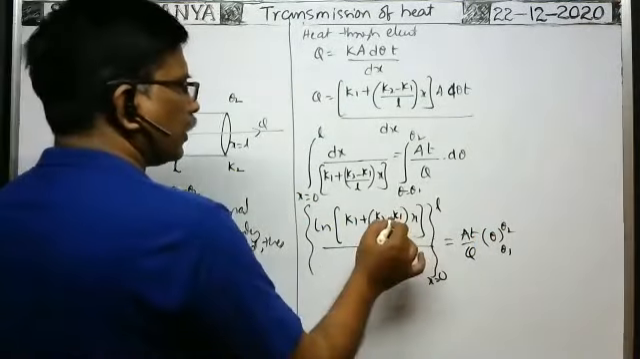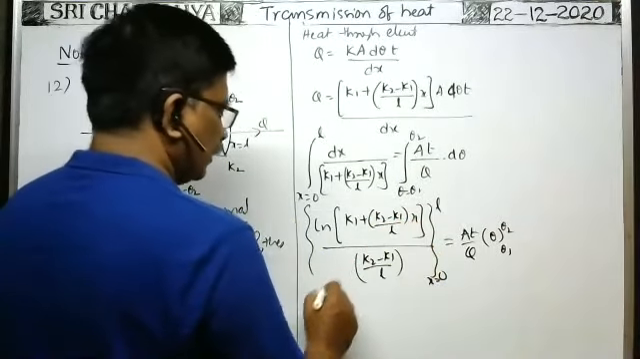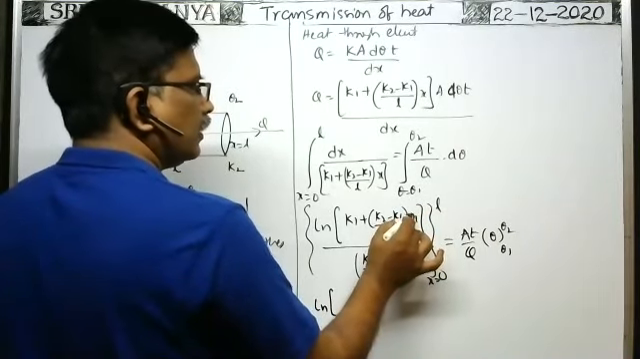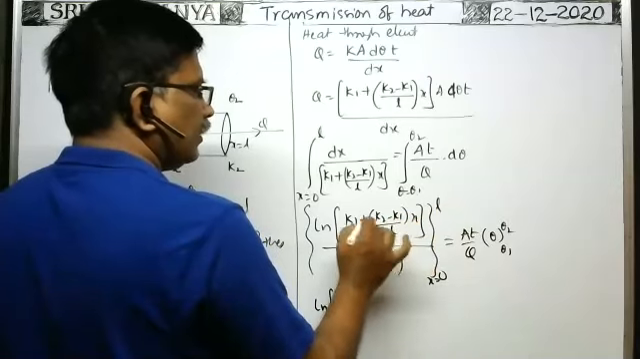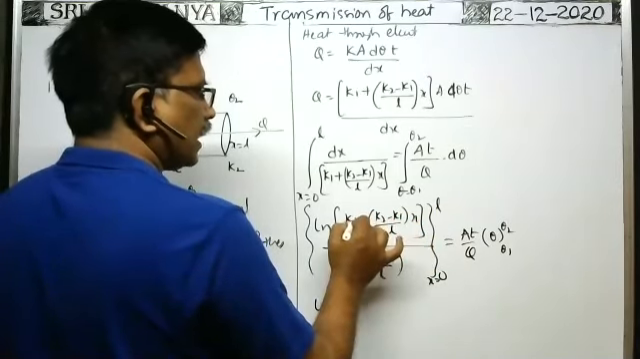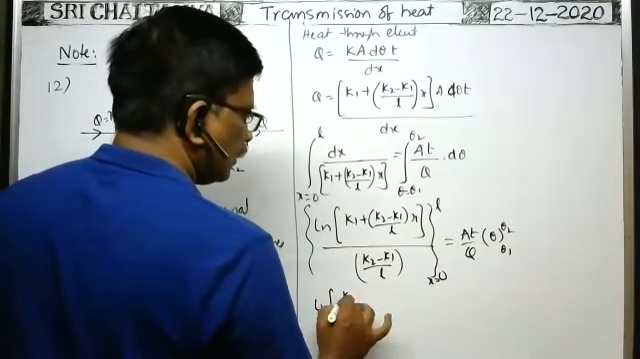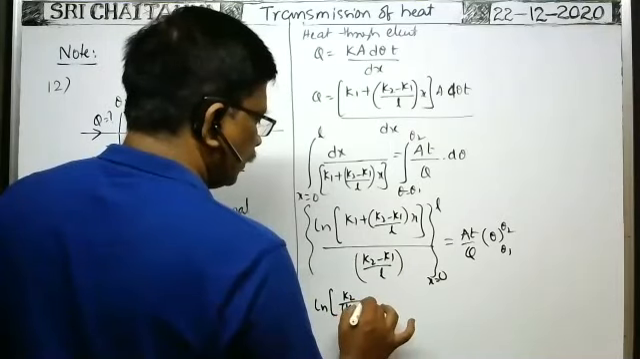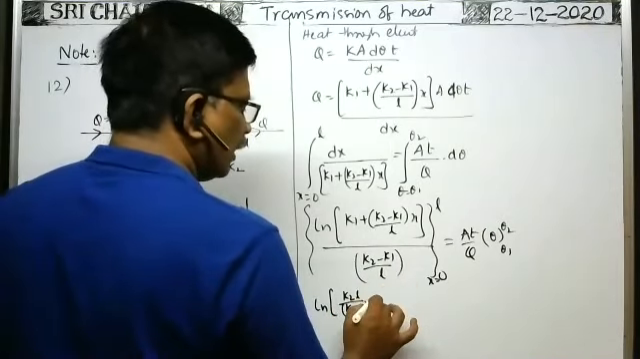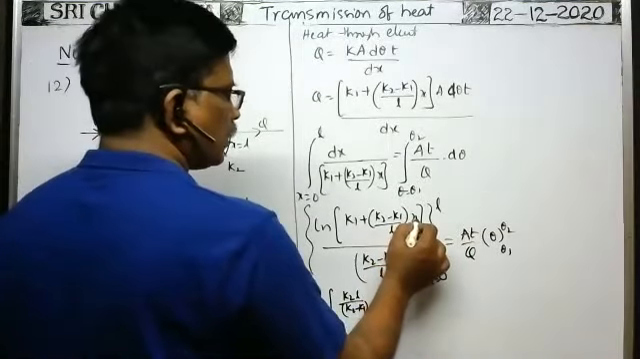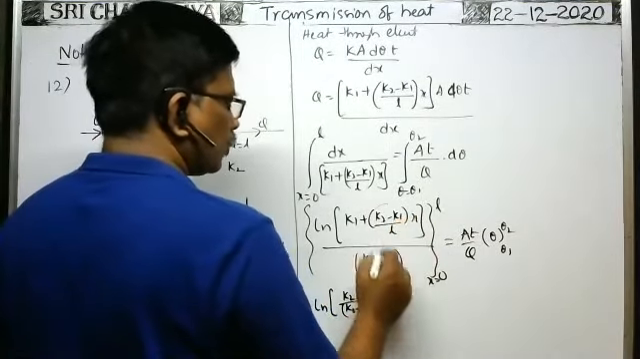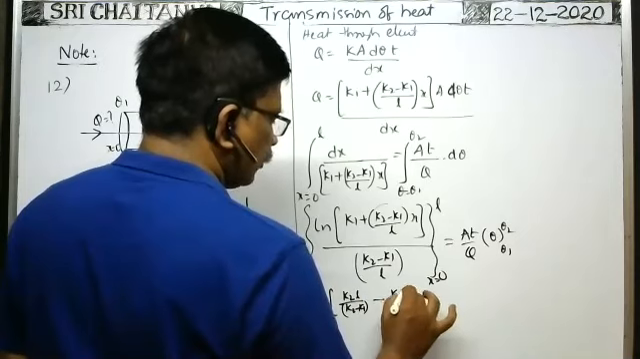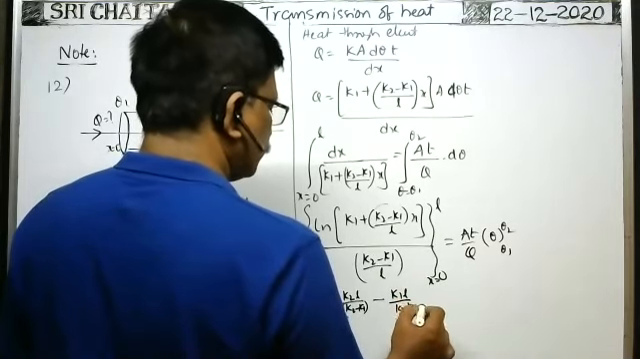First you substitute the upper limit. Instead of x, you substitute L. Then L and L cancel. K1 plus K2 minus K1: minus K1 plus K1 cancel, then K2. Before substituting the lower limit, you put a minus sign. Instead of x, you substitute 0. When you substitute 0, this term becomes 0, so K1.